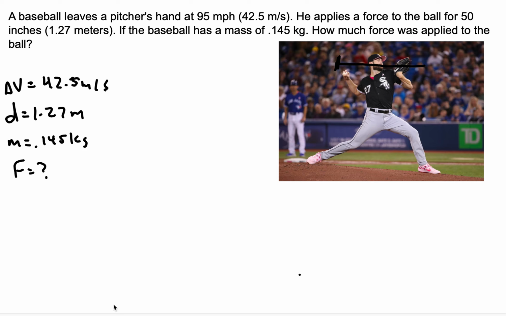So if I want to solve that, I'm going to take force times displacement. That's going to equal 1/2 the mass times the change in velocity squared. Because here the work is going to equal change in kinetic energy.